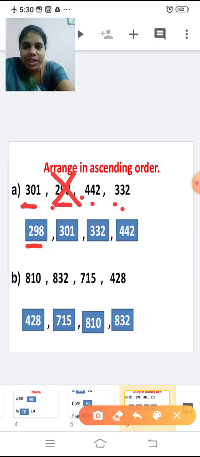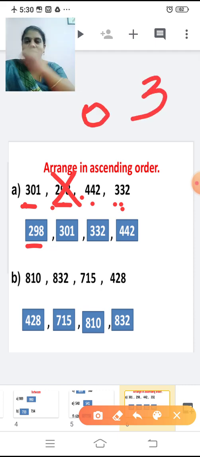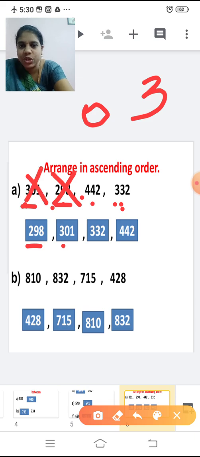Out of 3, which is the smallest? Now we have 3 in the first number and 3 in the last number. So now we have to see the digit at the tens place, right? In the first number we have 0, in the last number we have 3 in the tens place. Now tell me whether 0 is small or 3 is small. 0, right? So now the next smallest number is 301. That you write it down.